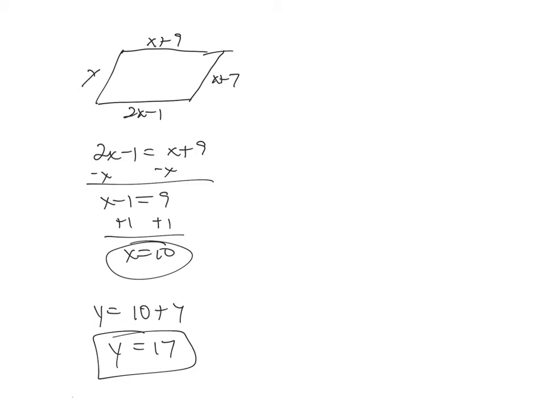All right, then the last 4, it's going to say graph the quadrilateral with the given vertices, so it's going to give you some points. Then show that the quadrilateral is a parallelogram. Okay, so look at that.